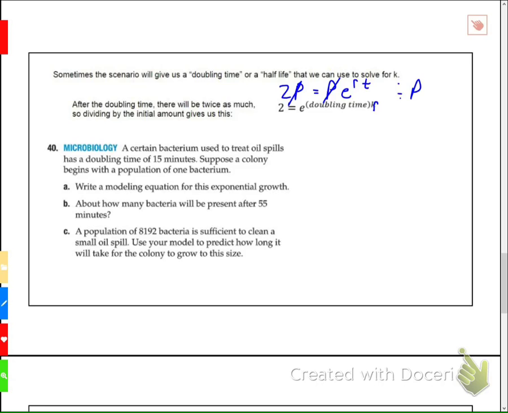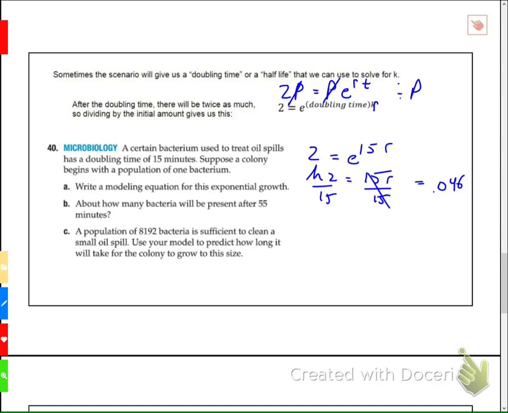That's given to us. So if I want to know the rate for a doubling time of 15 minutes, I can say 2 equals e to the 15R. What do I do to both sides? I don't divide by e. I take the ln. There we go. So that gives me 0.046. Cool, there's my rate. That's how fast these bacteria are growing. A continuous rate of 4.6%.